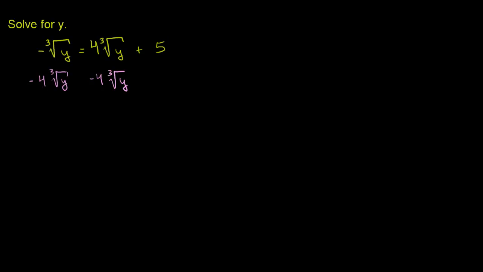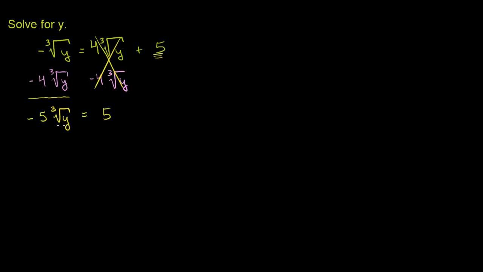On the left-hand side, you already have -1 times the cube root of y. Then you're going to subtract 4 more of the cube root of y, so you're going to have -5 times the cube root of y. That's your left-hand side. Now the right-hand side, these two guys cancel out. That was the whole point behind subtracting this value. So that cancels out, and you're just left with a 5 right over there.